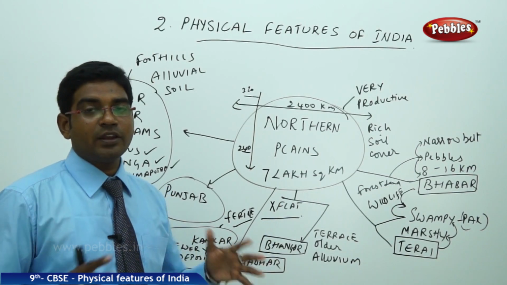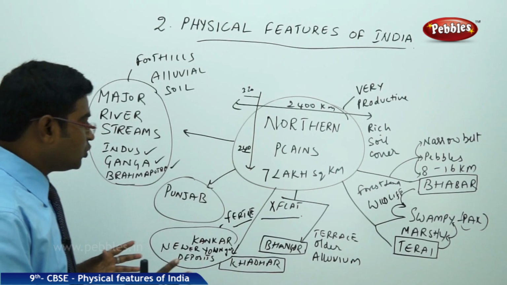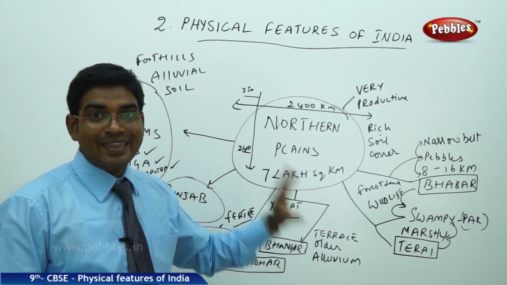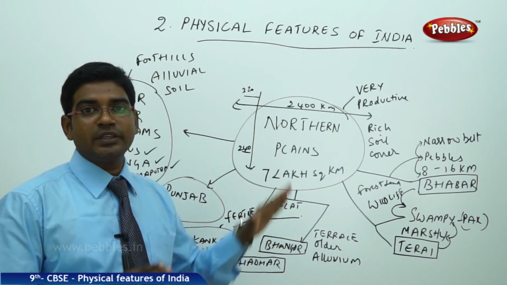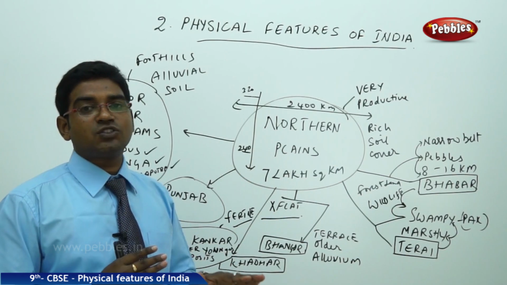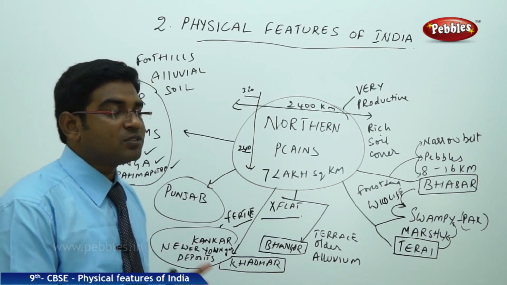So the northern plain, except the narrow belt, has the entire cover with a huge variety of fertile plains, because basically it is located south of the Himalayan mountains, and the alluvium soil which we got from the Himalayan rivers got deposited here.